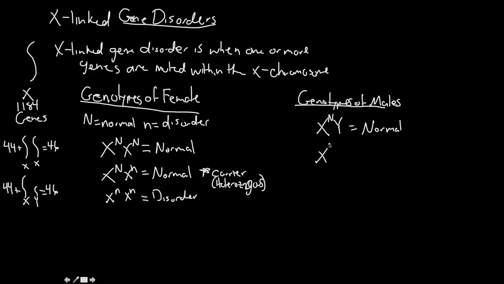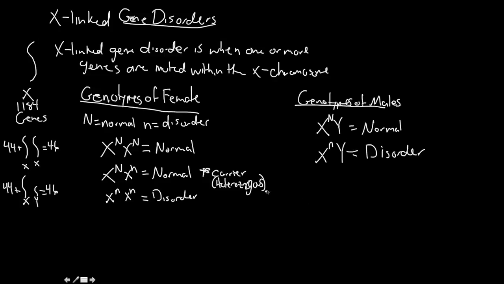Then the other possibility is X little n Y, and in that case, the male would have the disorder. Okay. For males, these are the only two possibilities. Now, because of this, males are more likely to show X-linked disorders because males basically only have a 50-50 chance. They either have the disorder or they don't. For females, we get 2 chances of not having the disorder and only 1 of having it. So 2 out of 3, we're not going to have the disorder, and only a third have the disorder. So males are more likely to have X-linked gene disorders than females are.